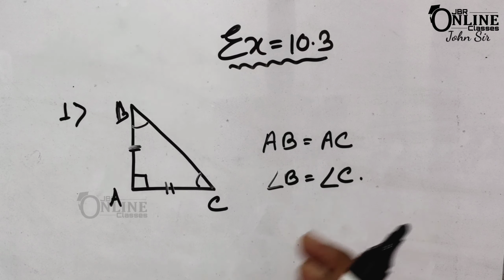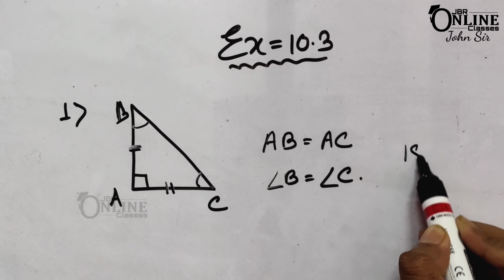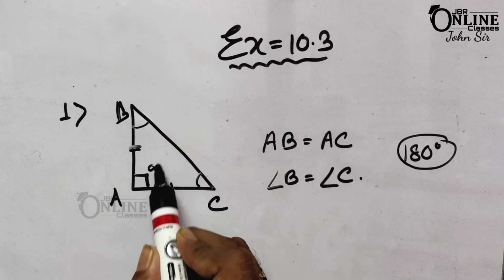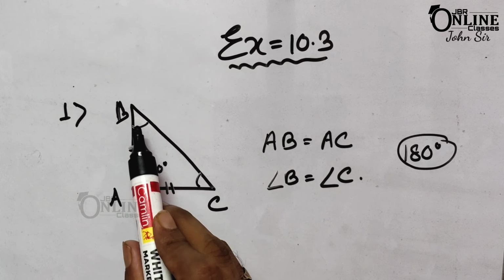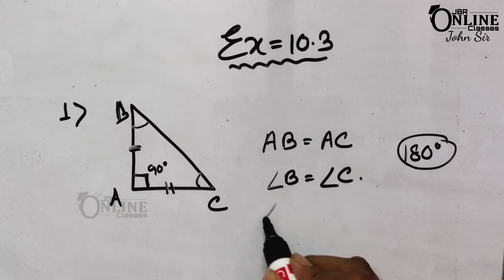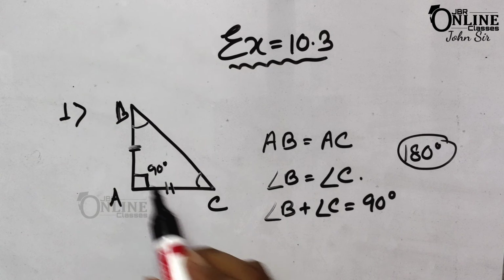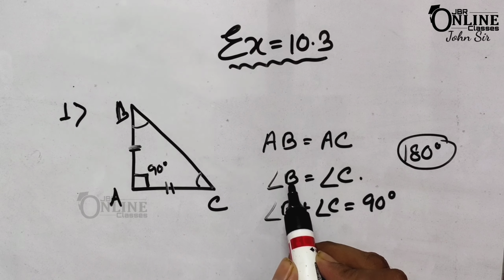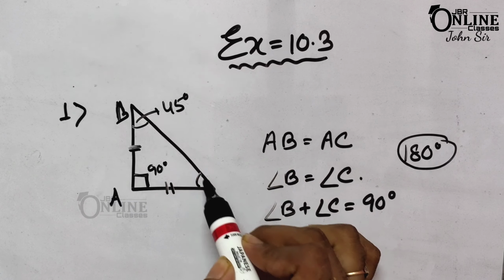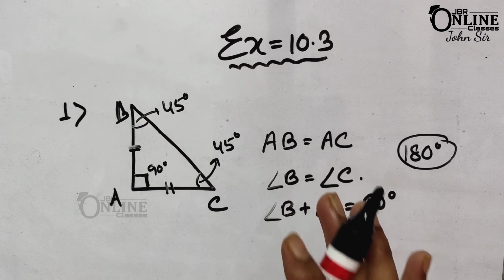Now in a triangle, the sum of all angles equals 180. Now if this one equals 90 degrees, then definitely the addition of these two angles equals 90 degrees, because 180 minus 90 equals 90. Now if B and C are equal, then this one equals 45 degrees and this one also equals 45 degrees as your answer.